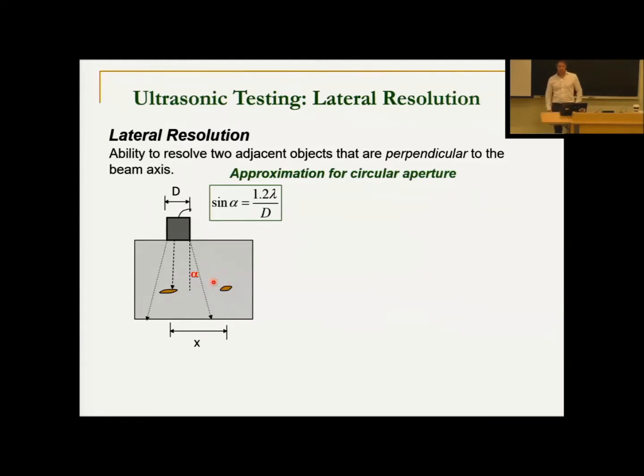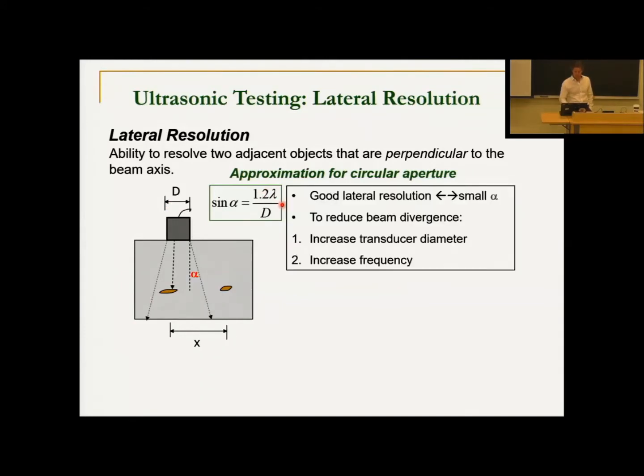Now, this ability depends on the beam spread or the aperture of the transducer. We can think of a laser that has a very, very small, tight beam spread. It's very tight aperture, right? The energy is collimated, it's not spreading out, right? And so it has excellent lateral resolution. But ultrasonic transducers don't have that. They have a beam spread which we can characterize by alpha, the angle alpha. And we see here, as a rough approximation for circular transducers, alpha is related to the size of the transducer and the wavelength.